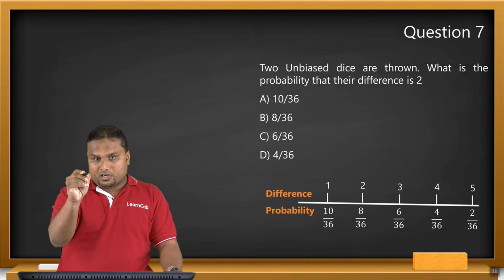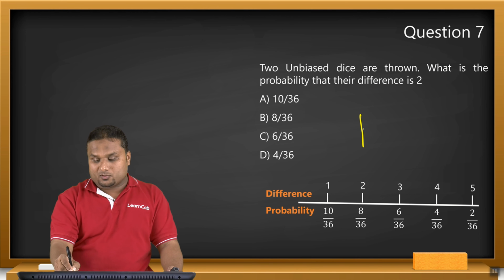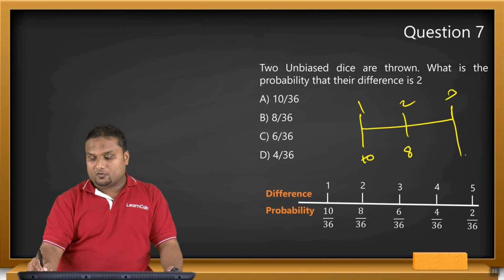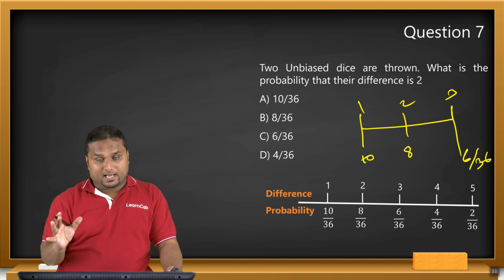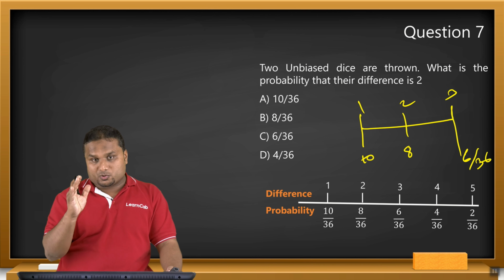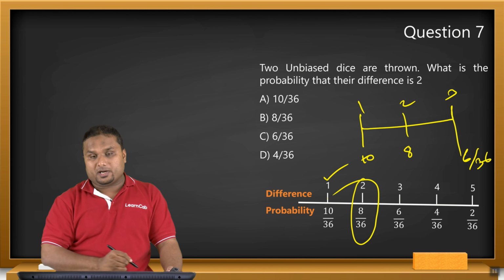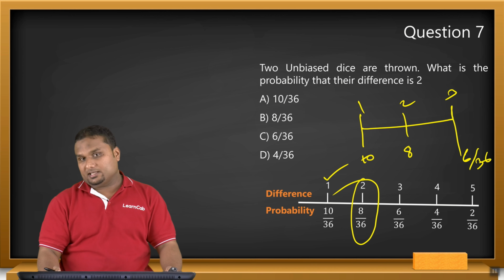So you can draw a diagram where suppose the question is asking what is the difference of 3. Draw a diagram like this: 1, 2, 3. So for 1 it is 10, for 2 it is 8, and for 3 it is 6. So the answer is 6 by 36. This way you can crack the questions on difference. Now our question difference is 2. Difference of 1 is 10 by 36. Difference of 2 it is 8 by 36. So answer of this question is very simple. It is 8 by 36.